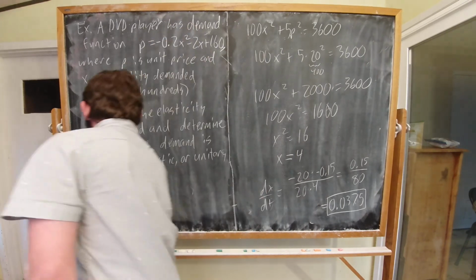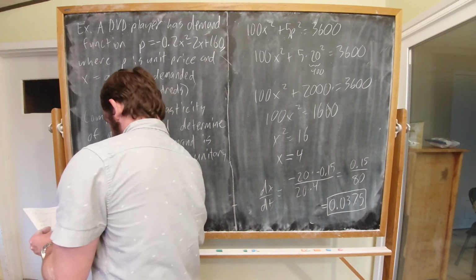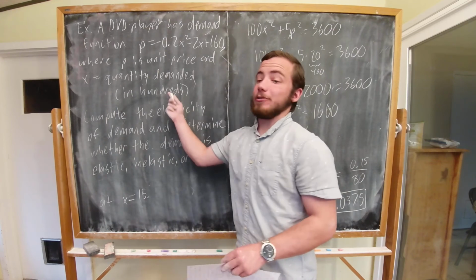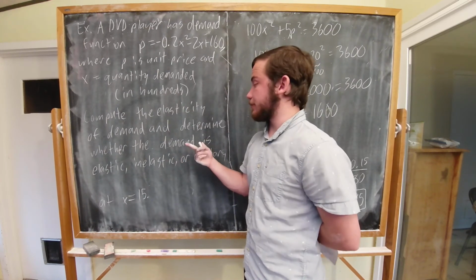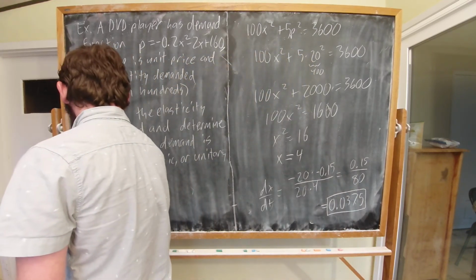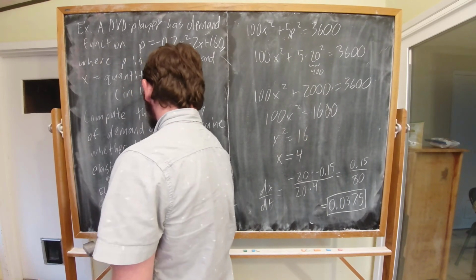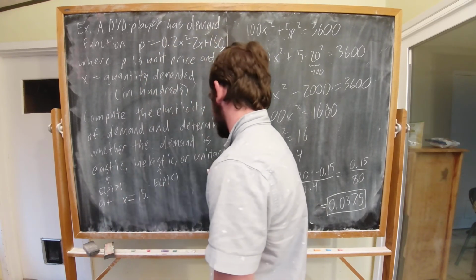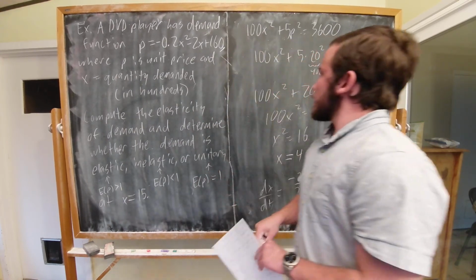At x is equal to 15, quantity demanded is 1500, right? Then what is the elasticity of demand right there? And let's remember, elastic means that elasticity is greater than 1. Inelastic is when it's less than 1, and unitary is when it is equal to 1. All right.